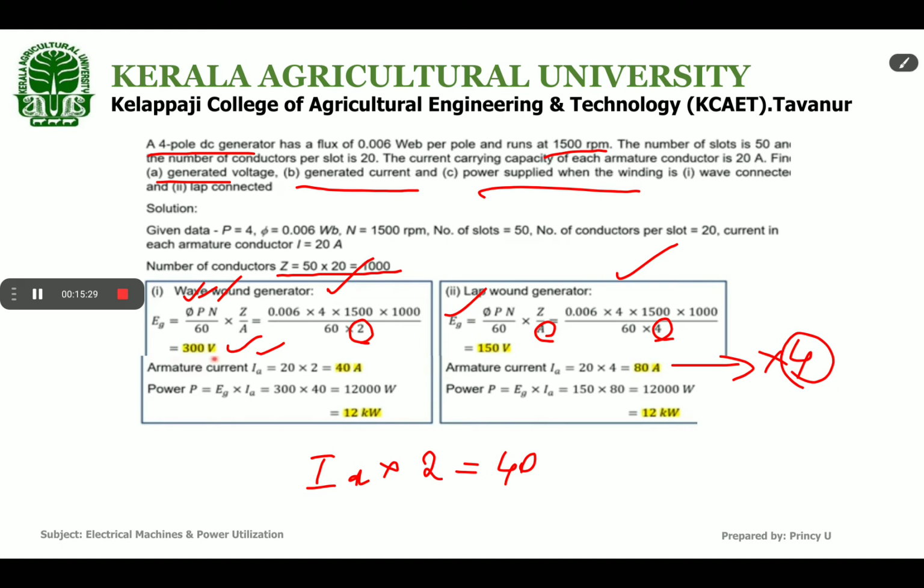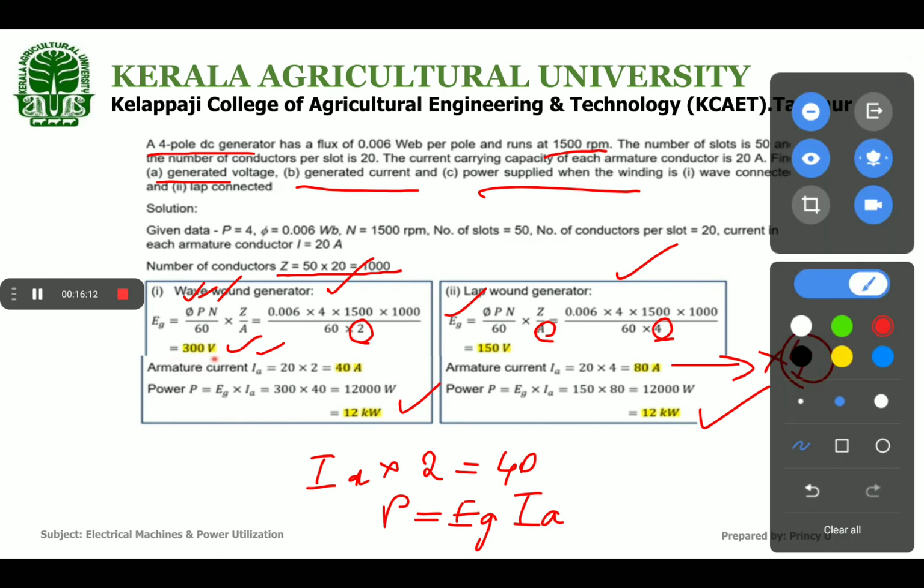And what is power? Power is VI, we know. So voltage is Eg, generated EMF, and armature current is the generated current. So Eg into Ia will give you power. Power supplied when winding is wave winding, you will get it as 12 kilowatt. If it is a lap wound generator, then also you will get 12 kilowatt. So this means that for a wave wound generator or a lap wound generator, the power supplied by the machine is same, 12 kilowatt. Okay, in this question you will get it. So this is the EMF equation.